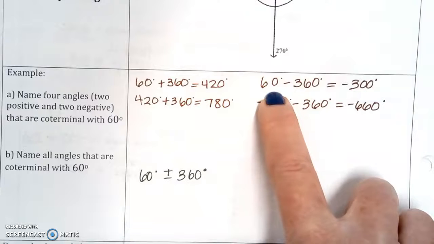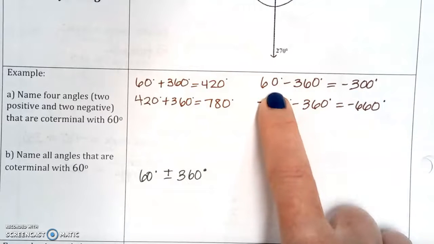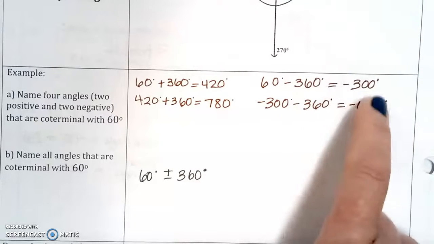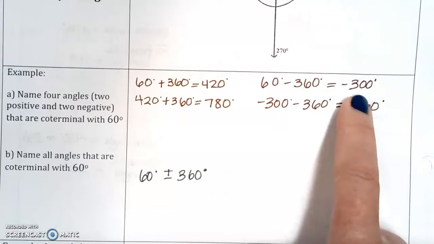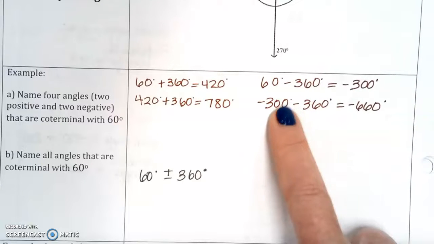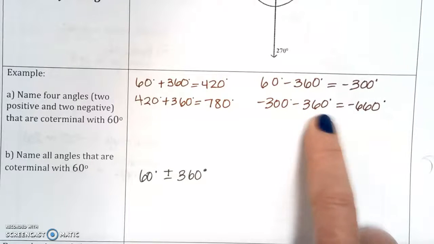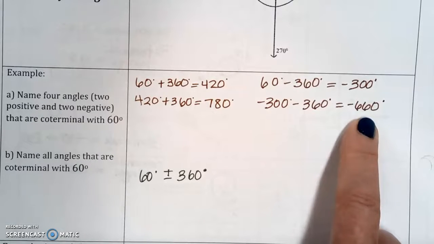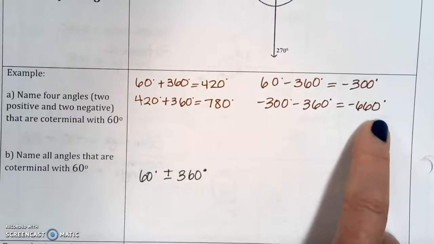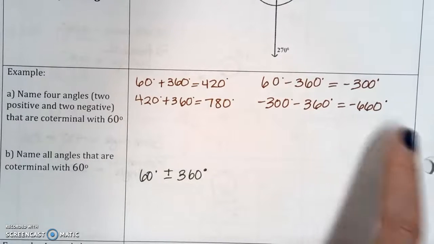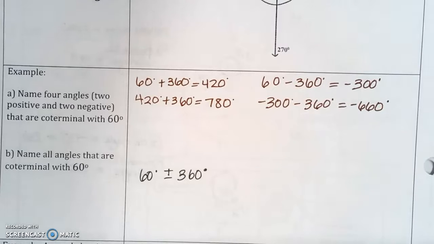Now we're going to get some negatives. So start with 60 and subtract 360, which gets us negative 300 degrees. Then from negative 300, subtract another 360, and we end up at negative 660 degrees. We could keep going. Subtract another 360, subtract another 360.